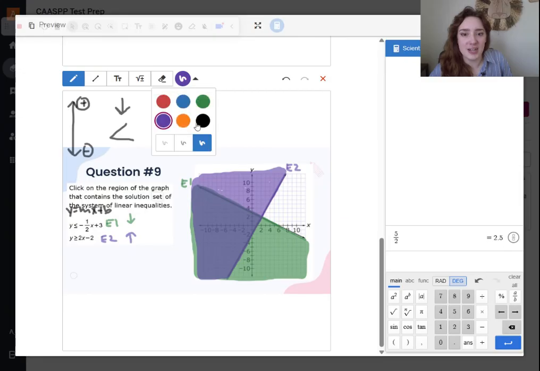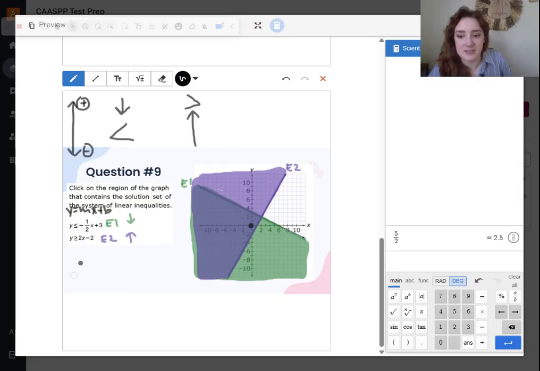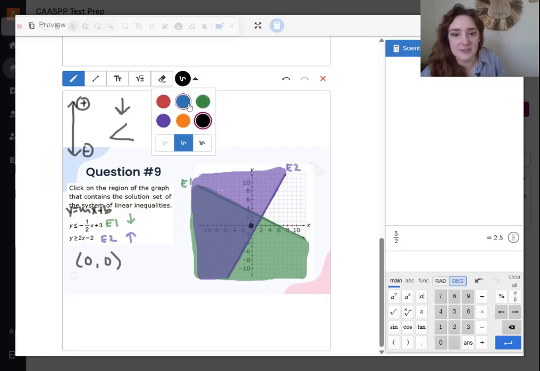Okay, so now let's check. We'll pick any point. We could even do the origin. That's easy. Let's see, (0, 0), if that works for both equations. So again, it should work. It should satisfy both equations. That's how we'll know we're good. All right, so let's plug this in.